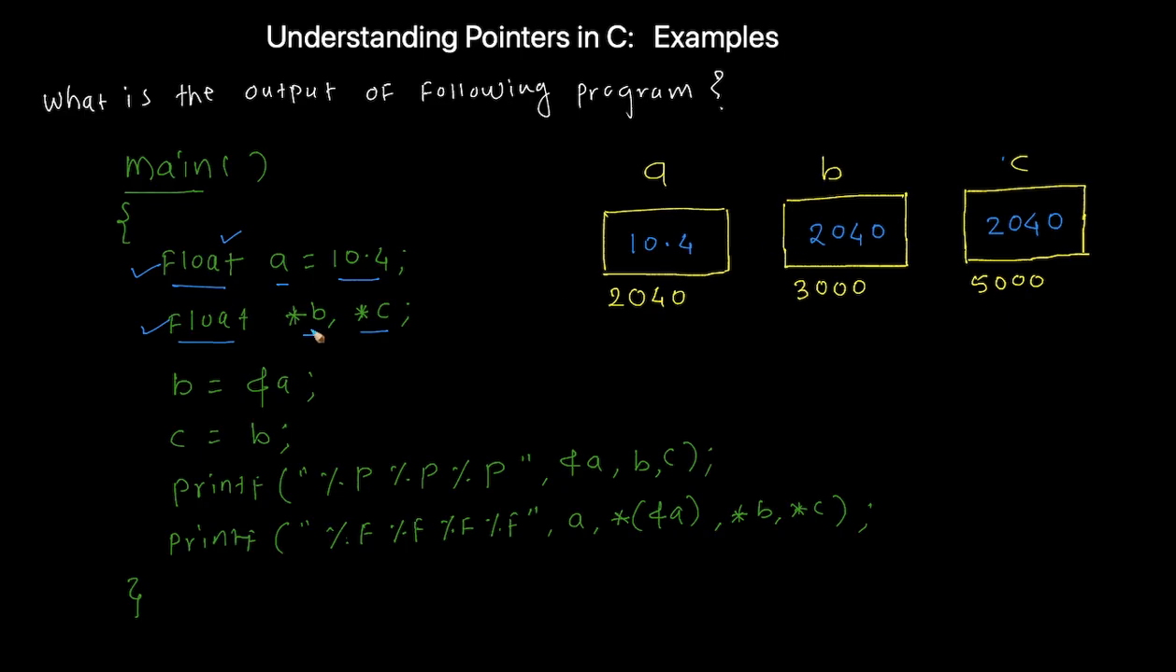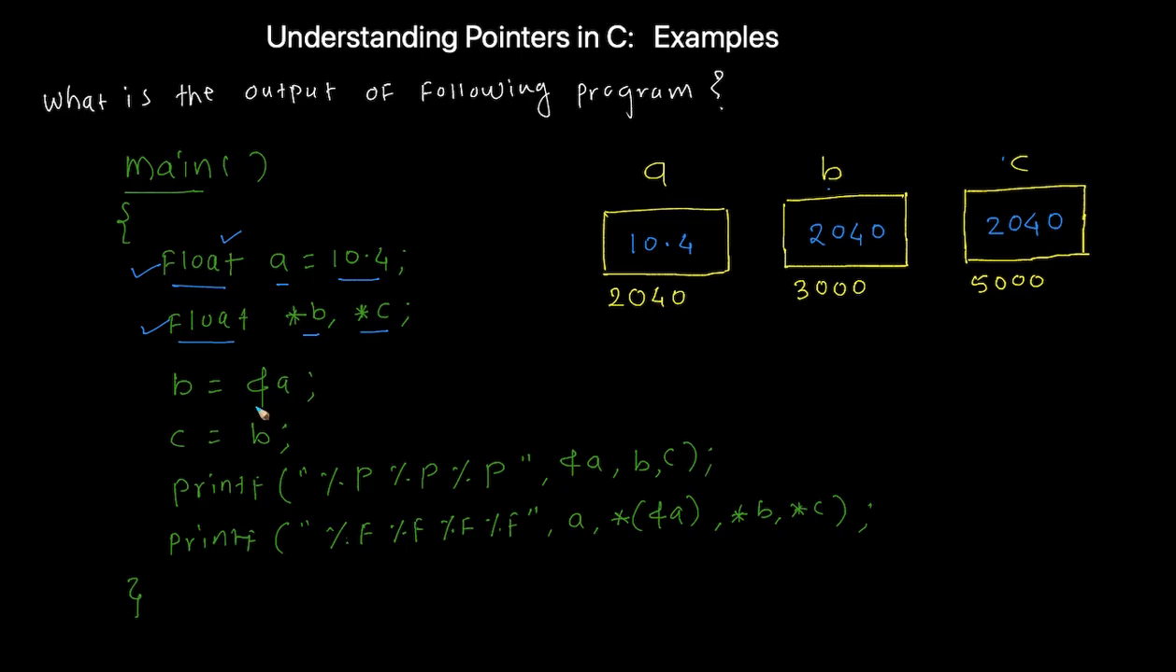How many bytes does a pointer require? A pointer requires 8 bytes of memory. So 8 bytes will be reserved, let's say starting from 3000 until 3007, and those will be named as b. And for c, again 8 bytes will be reserved starting from 5000 till 5007, and those will be named as c. Now, as b and c are pointers of float type and a is a variable of float type, we will store the address of a in b and c.